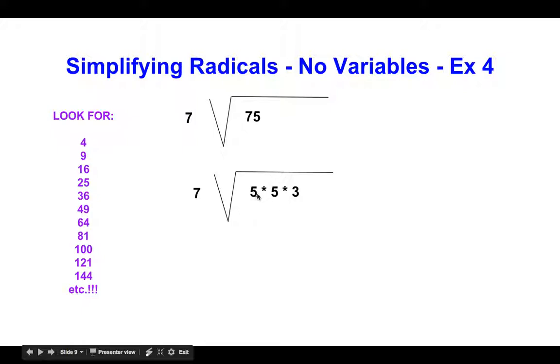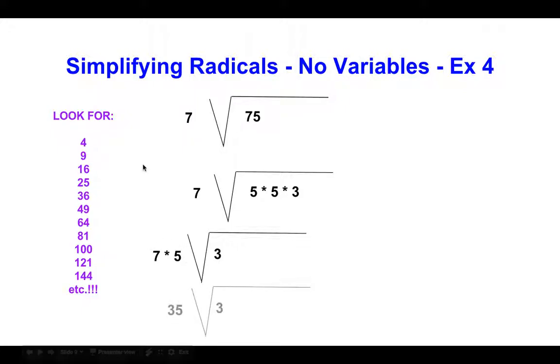Now I've got two 5s, one dies, so the other one can escape, and one of the 5s pops outside the radical, the other one dies. I'm left with a 3 inside, and the 7 is just still outside. They just carry down from line to line. Now, of course, I've got 7 times 5. I want to combine that. I don't like to leave it all messy like that. And when I combine it, I get 35 radical 3.